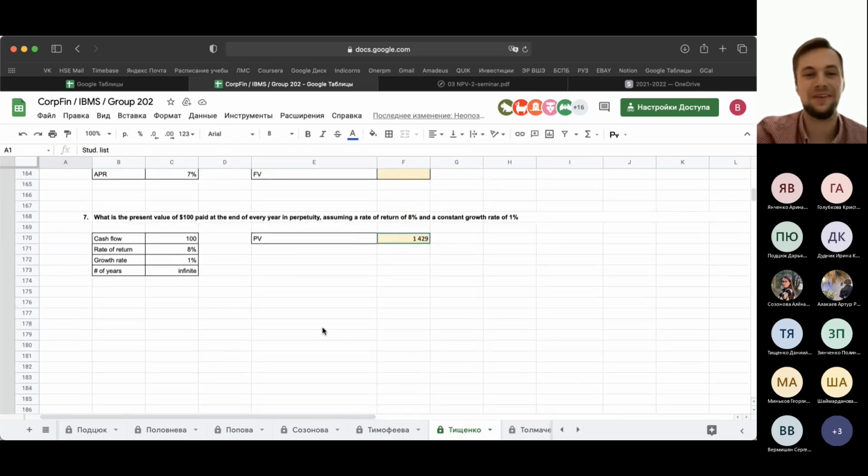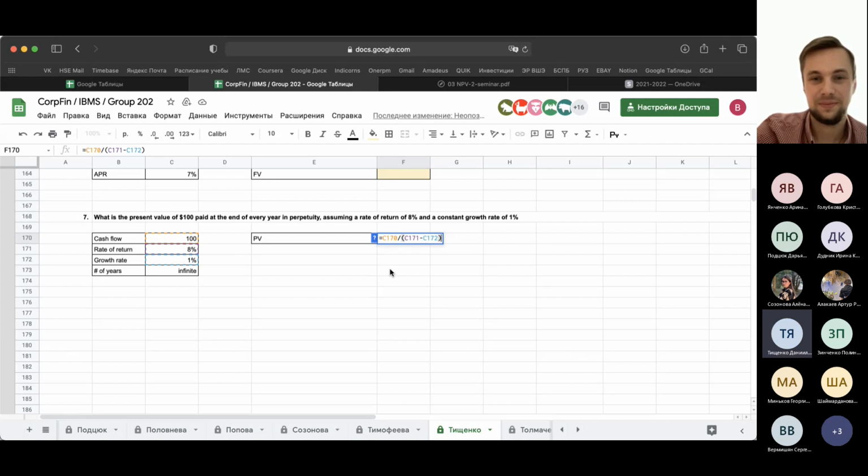Okay, I think you can both explain how to do it. Let's do it step by step. So what's the first step here? Who is starting to explain? So it's a simple formula. You just need the cash flow divided by the interest rate minus the growth rate, and it will give us the value.